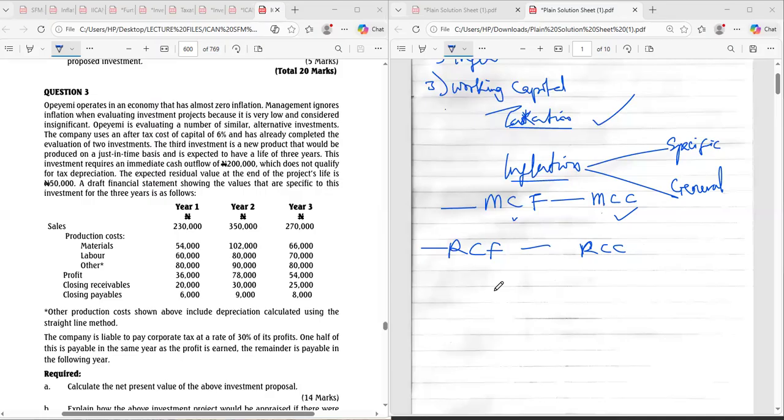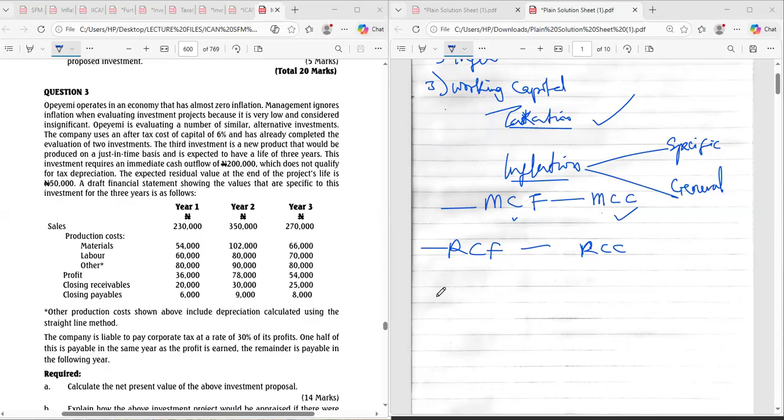What will you do? Convert your rates, which is in money, down to real. Or you convert all the real cash flow down to money cash flow. It must rhyme. Both your cash flow and your rate must be either real altogether or money altogether. Am I making sense? So whenever ICAN gives you the opposite of each other, just convert.